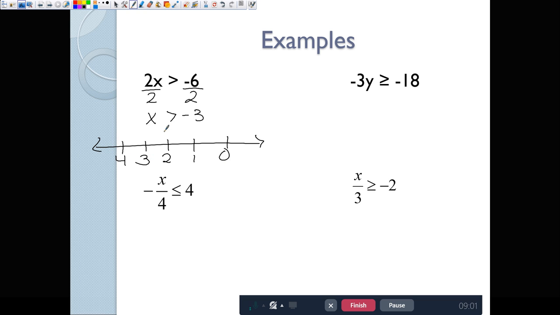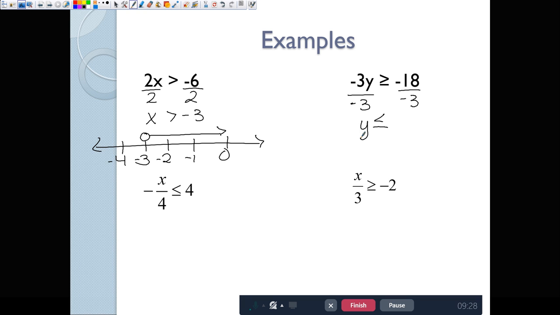So open or closed? Open. And to the right. Alright, so now here I'm going to be dividing by -3. So I divided by a negative number, so I need to reverse my sign. So instead of greater than or equal to, it needs to be less than or equal to. You see how I do that first before I even solve my problem? Because then I know that I'm not going to make a mistake.